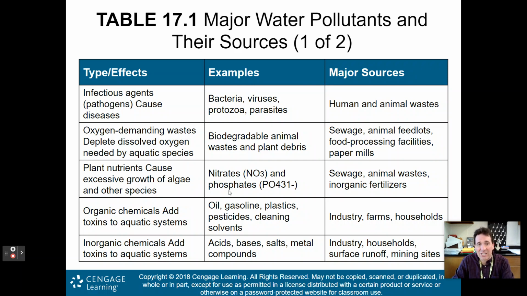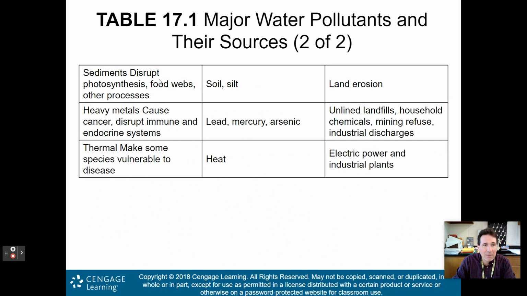The examples are nitrates and phosphates, which are fertilizers. Where are the sources? Sewage, animal waste, inorganic fertilizers from our farms, et cetera. So look through this. You'll notice on the second page, we have sediment that can disrupt photosynthesis, food webs, and other processes, right? Silt and soil.